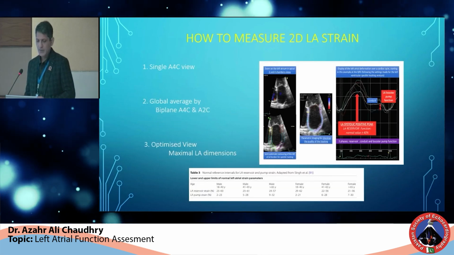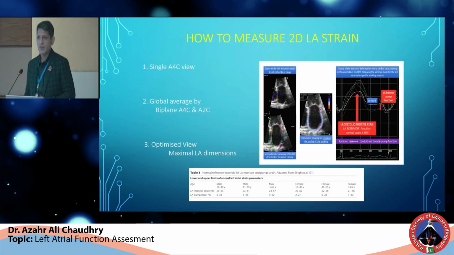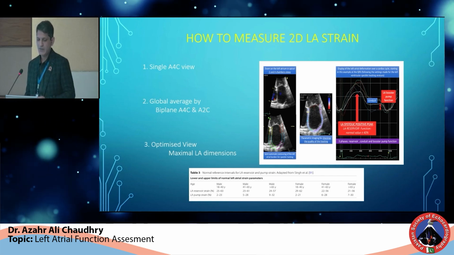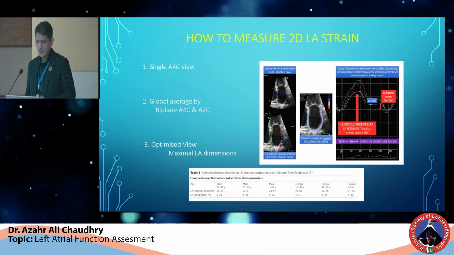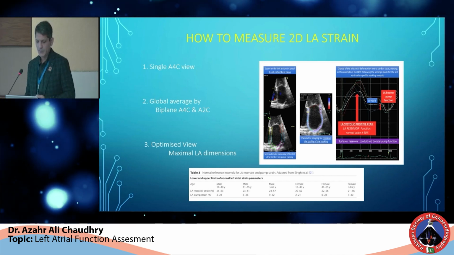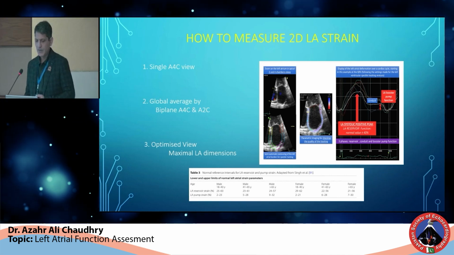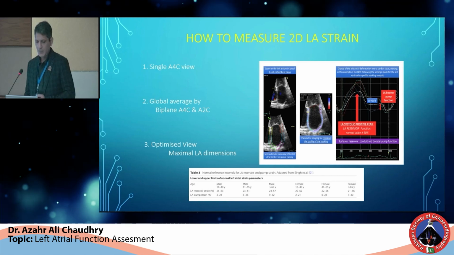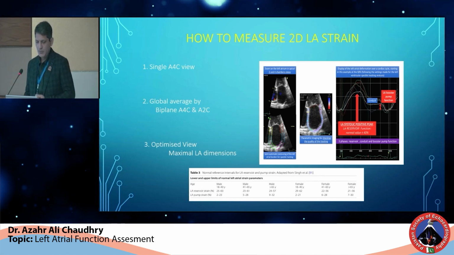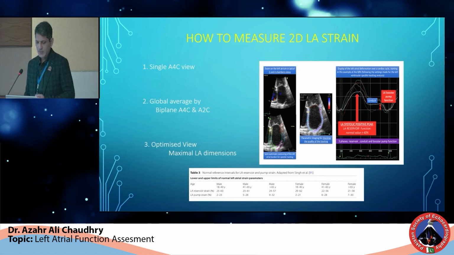A single apical 4-chamber view or biplane 4-chamber and 2-chamber or apical 3-chamber as well can be used. But the recent guidelines recommend a single apical 4-chamber view is enough to measure the 2D LA strain. But we need to have an optimized left atrial view to have a good recording.